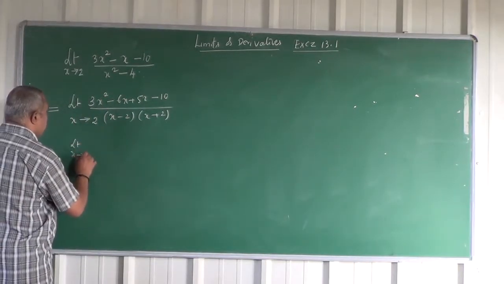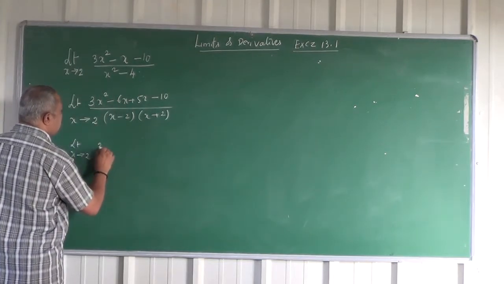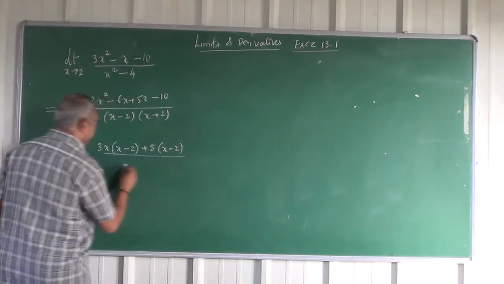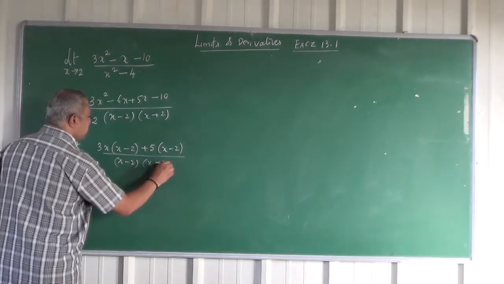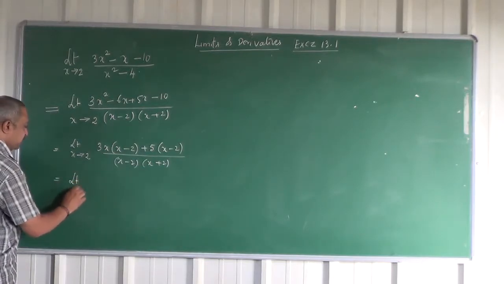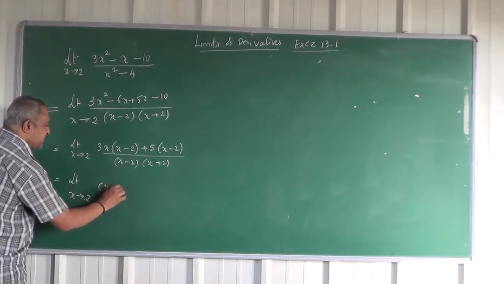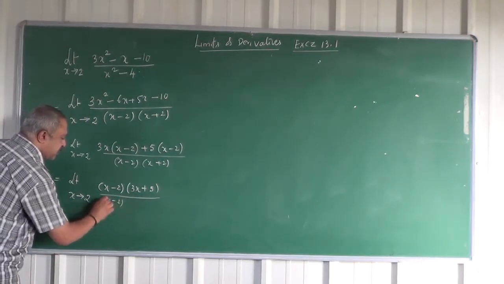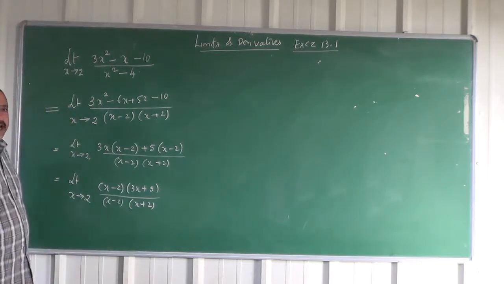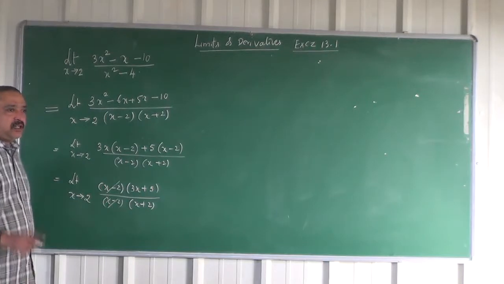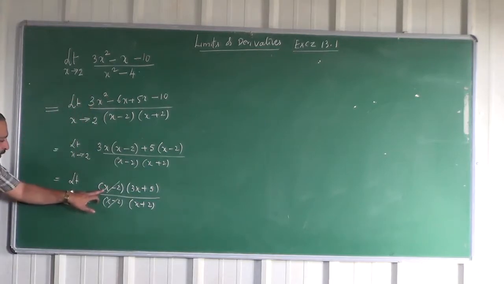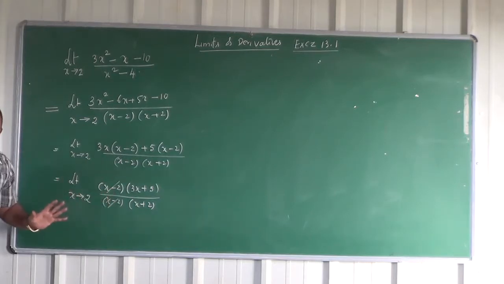This is limit as x tends to 2. From the first two terms, what is common? 3x is common, so we have 3x into x minus 2, plus 5 into x minus 2, divided by x minus 2 into x plus 2. So x minus 2 and 3x plus 5 are the factors in the numerator, and x minus 2 and x plus 2 in the denominator. Now you should notice one thing here. You can cancel this x minus 2 and x minus 2. This x minus 2 is the factor which is bringing the 0 by 0 form, because if you put x equal to 2, you get 2 minus 2, 0, and again 0. So the 0 by 0 form is now vanishing at this stage.